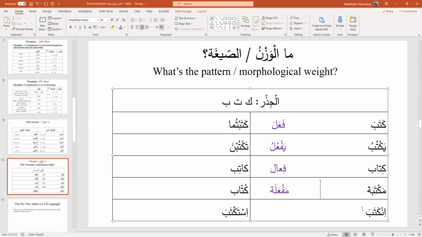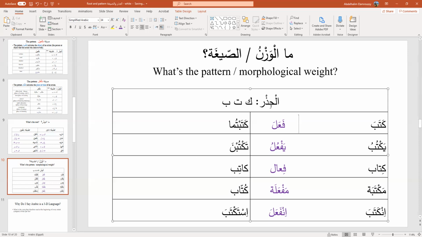Next, kataba. So in kataba, let's replace the kaf with the fa, the ta with the ayn, the ba with the lam. Everything else stays as it is. The alif, the noon, and all of the short vowels. So kataba will be fa'ala. And you can test yourself to see whether they are rhyming and whether they have the same number of syllables and everything. So let's do this test right here. كتب فعل. That's fine. يكتب يفعل. كتاب فعال. مكتبة مفعلة. إن كتب إن فعل.